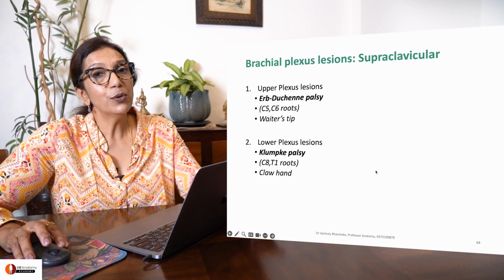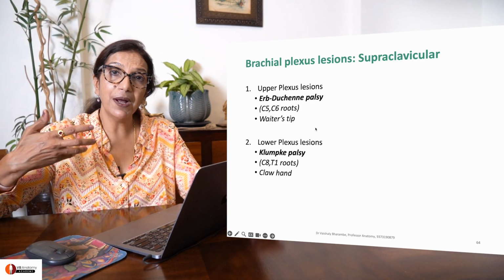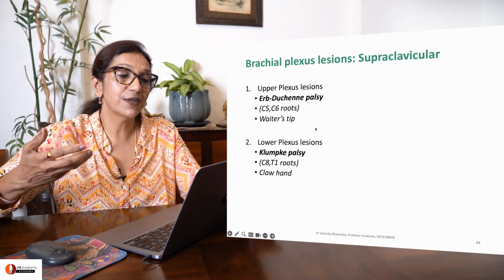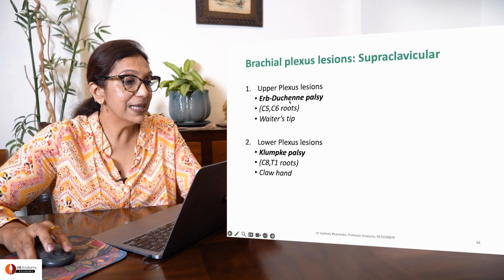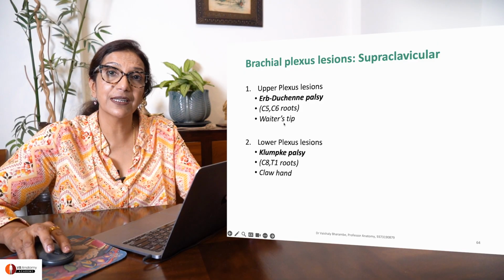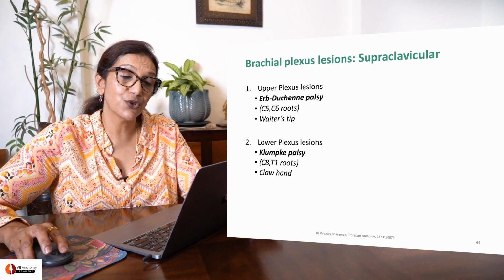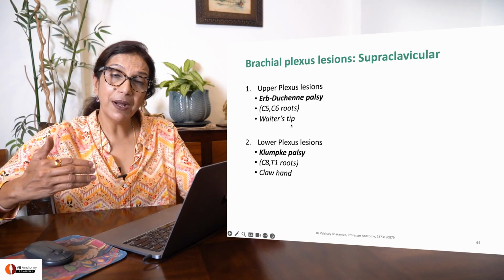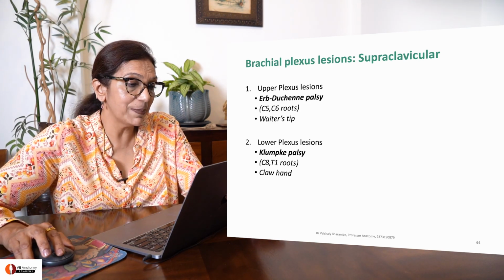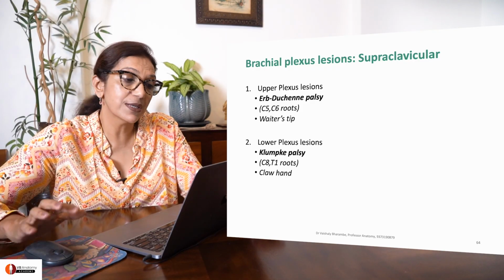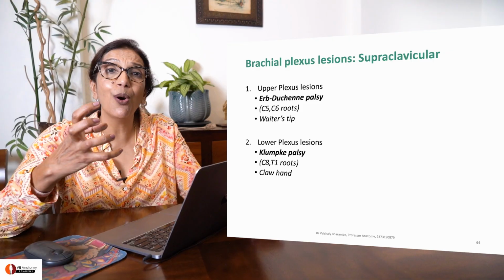So I'm going to talk about a few brachial plexus lesions now. When the upper part of the brachial plexus is damaged, it results in a condition called Erb-Duchenne's palsy. Mainly C5, C6 roots are affected, and this condition is also called Waiter's tip position. When the lower part of the brachial plexus is damaged, the condition is called Klumpke's palsy. C8, T1 roots are damaged, and the patient comes with a hand that looks like a claw hand.